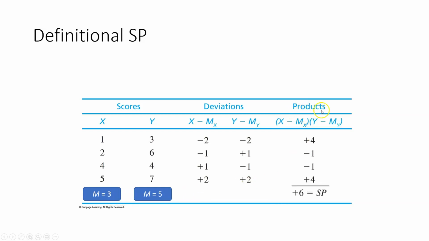Then, to find the sum of products, we multiply together each of these times each of these. So negative 2 times negative 2 is 4. Negative 1 times positive 1 is negative 1. Positive 1 times negative 1 is negative 1. And positive 2 times positive 2 is 4. If you add those up, that's the sum of the products, or 6.